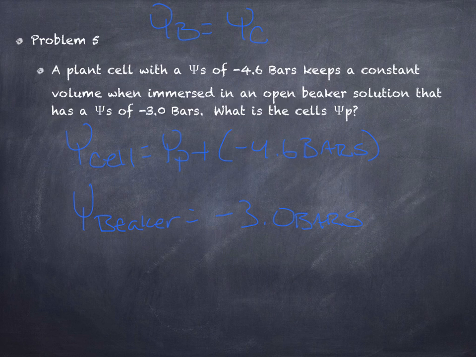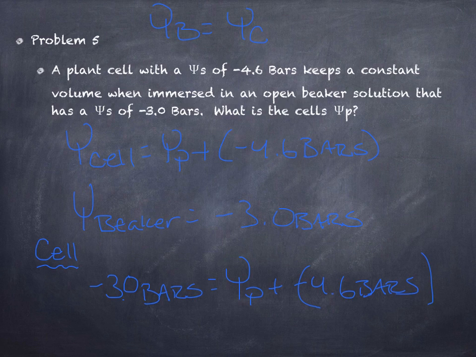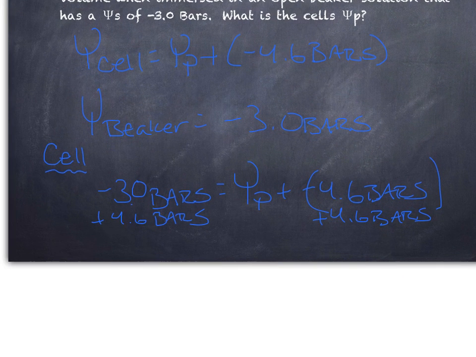So let's set the cell's water potential. So we need to figure out for the cell, okay, the pressure potential. So let's set the cell's water potential equal to negative 3.0 bars. Okay, is equal to the pressure potential for that, plus the negative 4.6 bars. And you could just say minus 4.6 bars because it's negative. But let's add then 4.6 bars to both sides. Okay, and then let me move this up here. The pressure potential then is going to be equal to 1.6 bars.